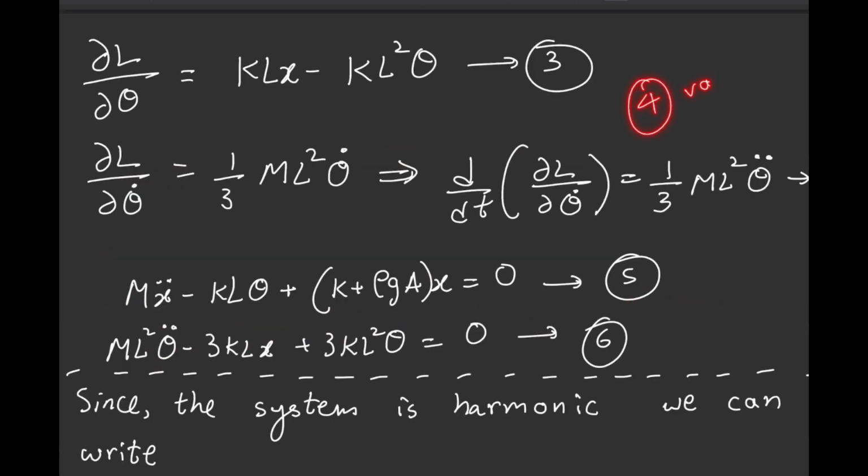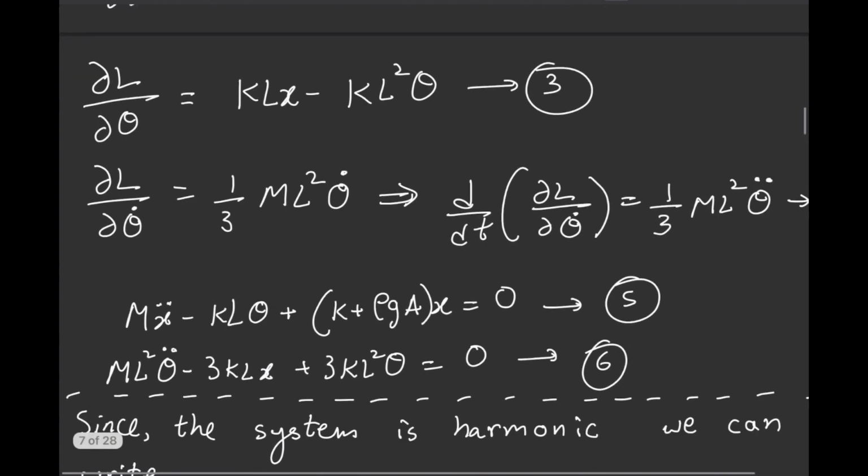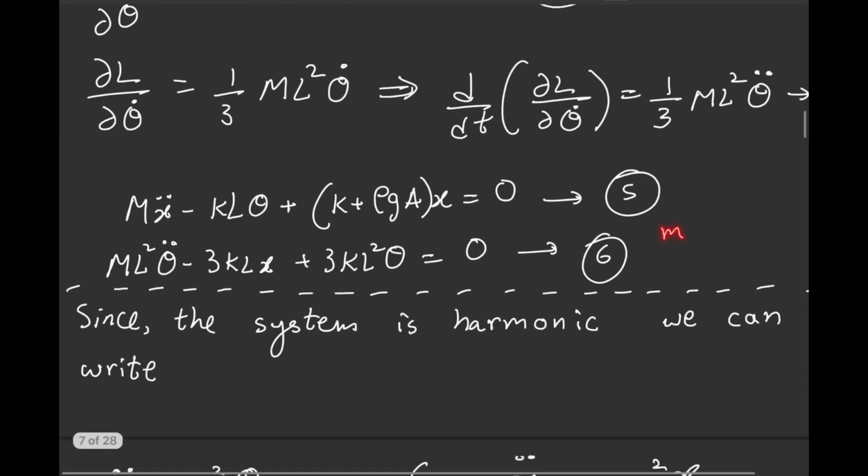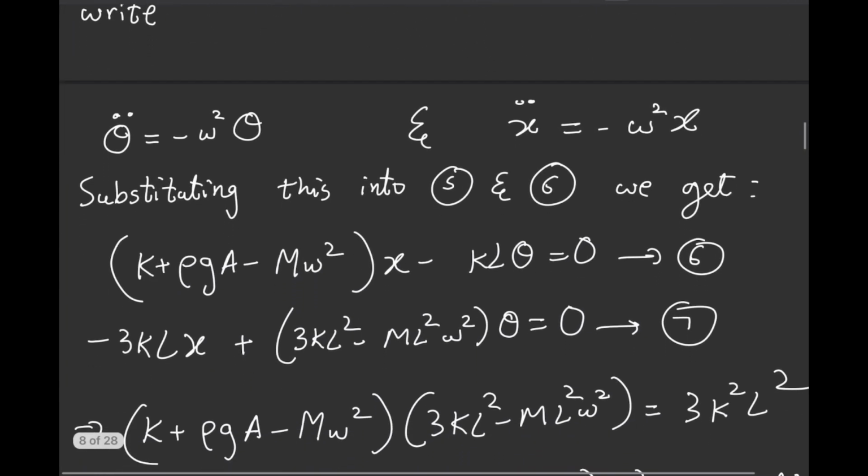We have 4 variables here, but 3 and 4 combined give us 1 equation, 1 and 2 combined give us 1 equation. So we have 2 equations, 4 variables. How do we solve this now? The thing we have to use is, as he had mentioned in the problem, we have to assume the rod and everything to be moving simple harmonically. So we can just assume a solution theta double dot of the form minus omega squared theta and x double dot of the form minus omega squared x.